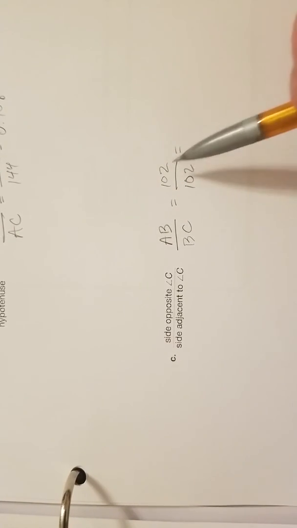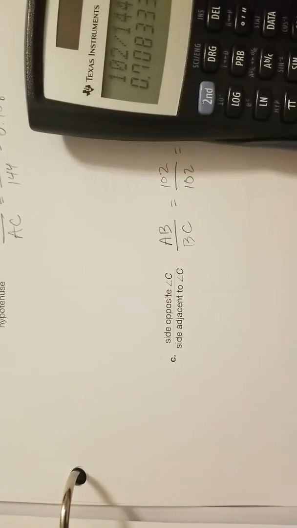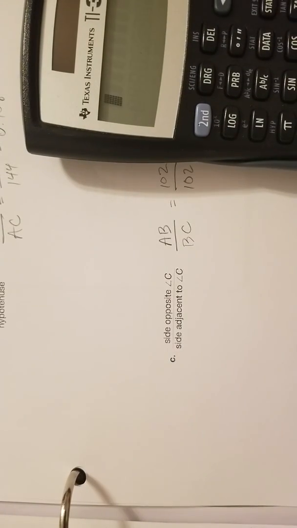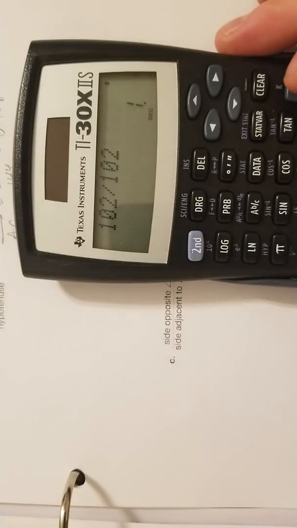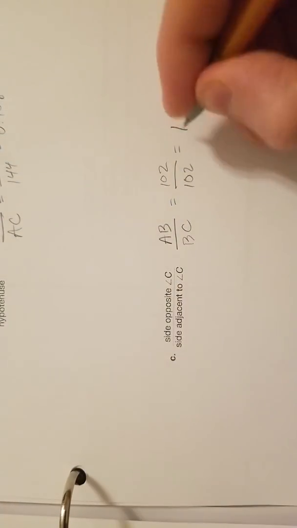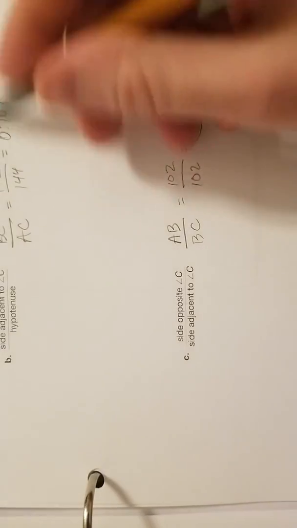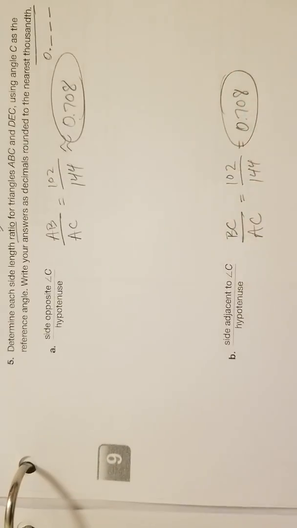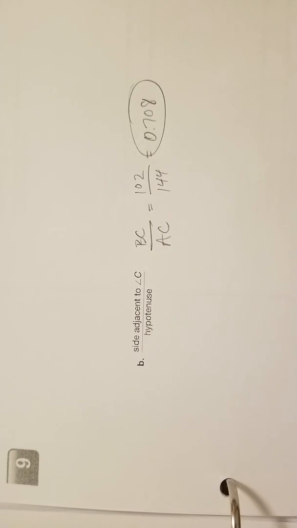And if I have the same number on the top and bottom, I could divide it on the calculator, but I know I'm going to get 1. So 102 divided by 102, I get 1. All right, so far so good. I found all 3 of my trigonometric ratios. We're basically calculating these numbers, and these numbers are special because they're going to tell us some information about the angles and the side lengths. And it's all going to make sense in a little bit.